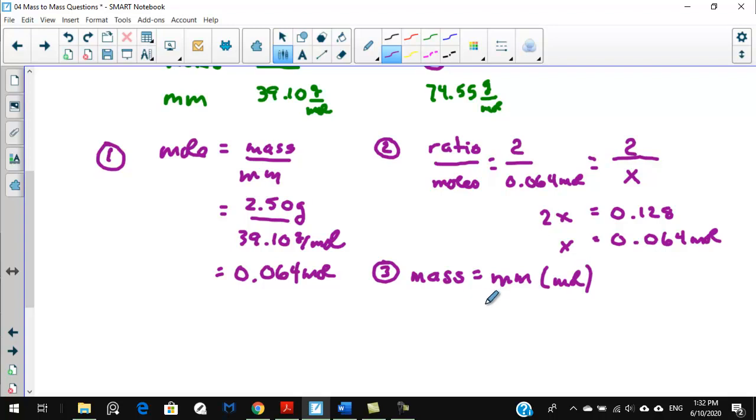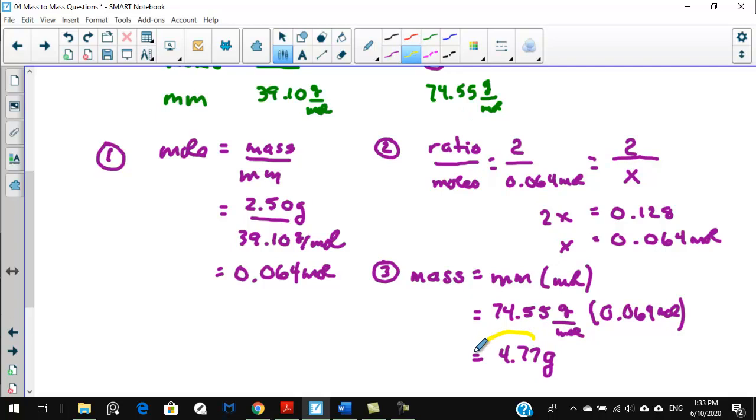So in this case, the molar mass, we calculated that out and put it in our data statement. You can see it at the top there, 74.55 grams per mole is our molar mass, and we have 0.064 moles of that material. And so we go 74.55 times 0.064, and we get 4.77 grams. And then that's our answer. That's the number we were looking for.